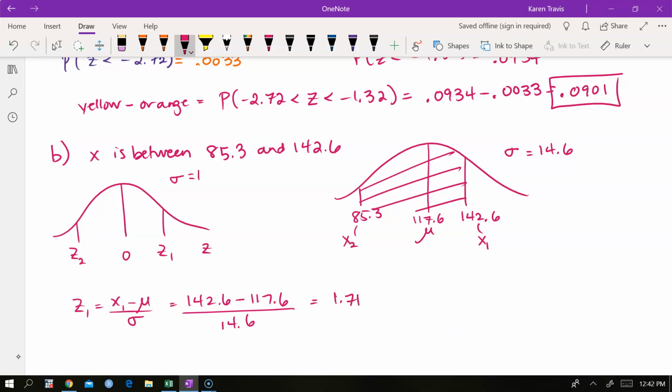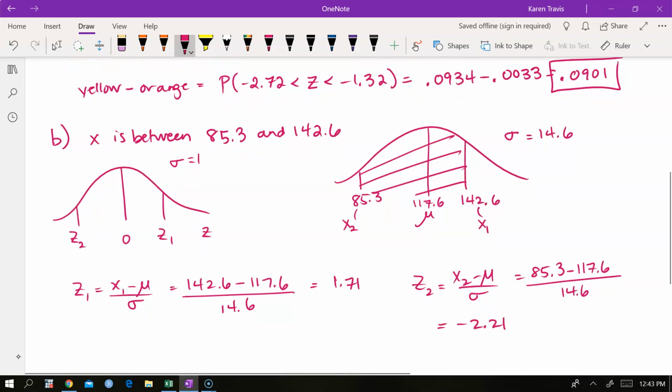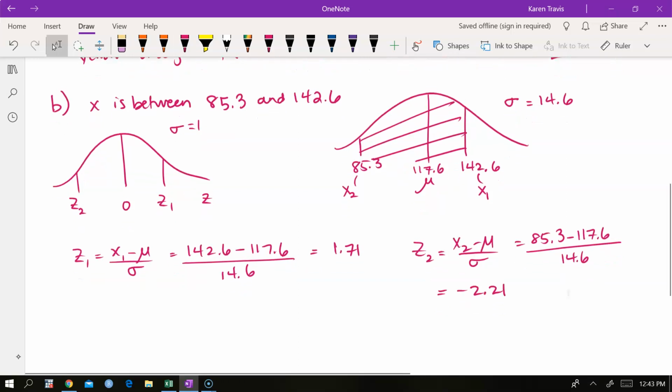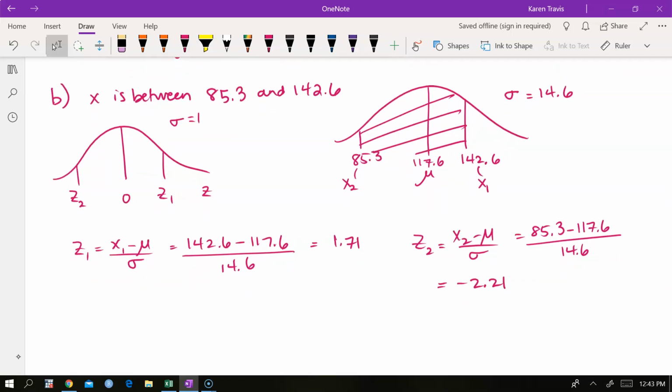That z is going to become 1.71. And my other z is going to come from x2 minus mu over sigma, 85.3 minus 117.6 over 14.6. That other z is negative 2.21. A good thing to double check is every z that's below the middle should be negative, and every one above the middle should be positive. So those are correct. So now let's find the chance that z is below the positive 1.71.